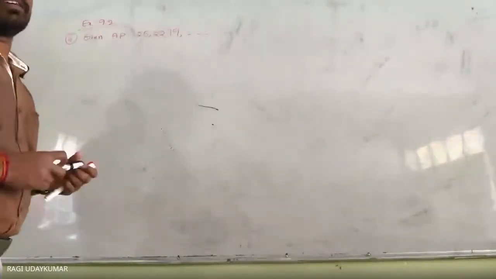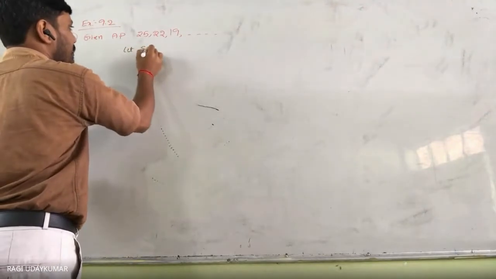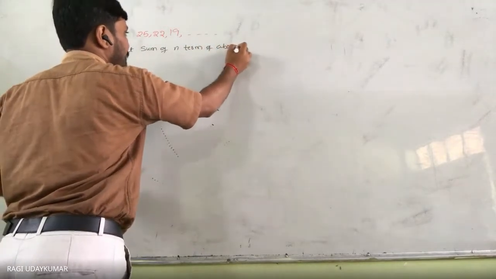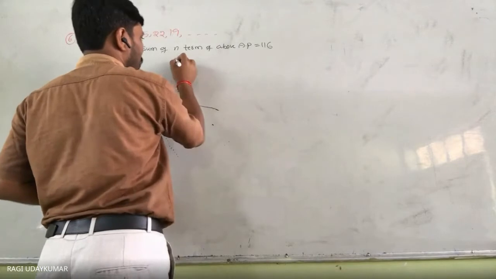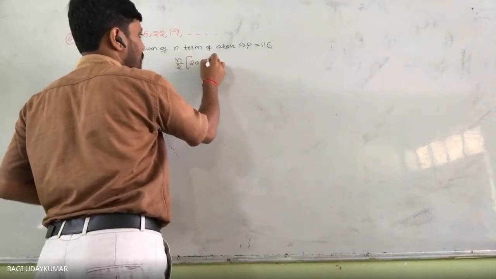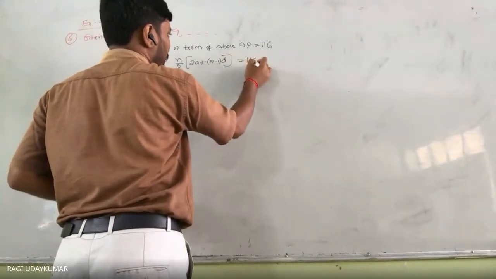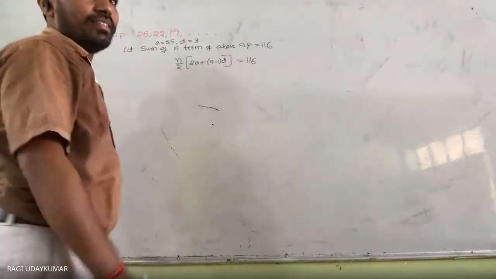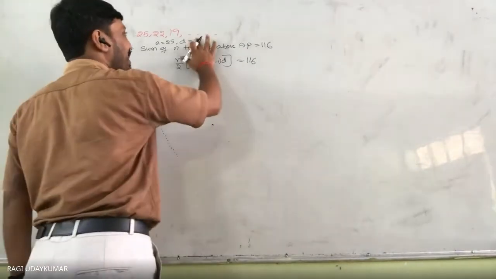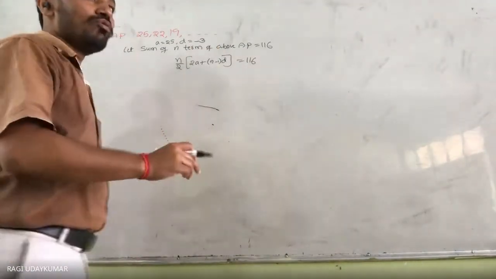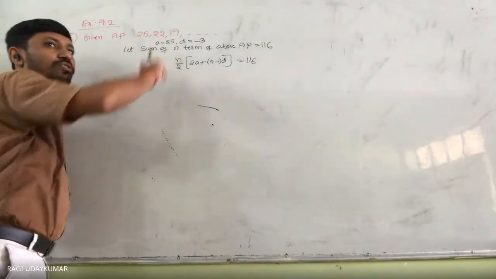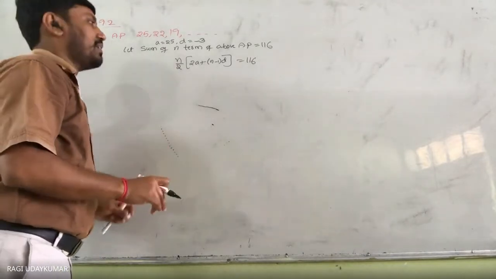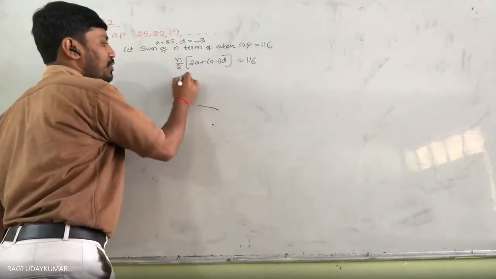So 116 is given. Let the sum of n terms of the above AP be equal to 116. The sum of the n terms formula is n by 2 of 2a plus n minus 1 into d is equal to 116. First, write what is a: 25, and what is d. It is 22 minus 25, that is minus 3. The succeeding number minus the preceding number should be done, so d is minus 3.